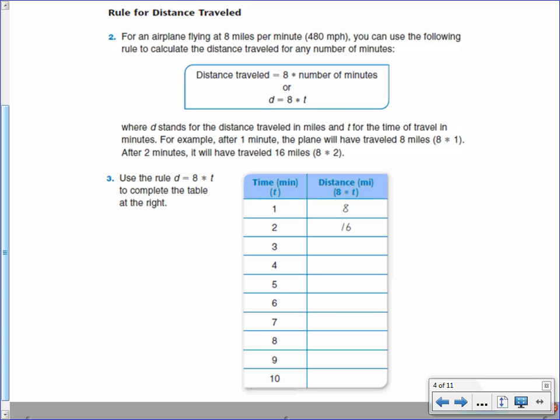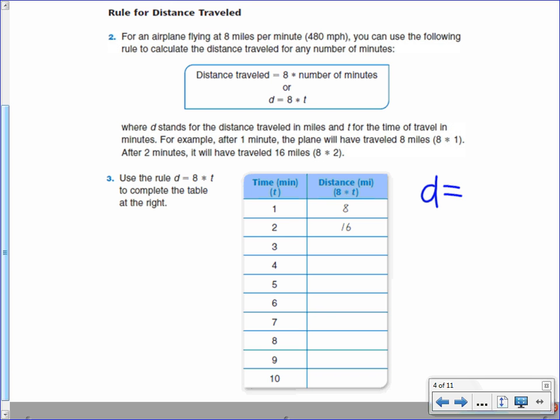So, we need to complete the table. Now remember what I said yesterday. When we have a rule, and we want to figure it out, we just plug in the numbers we know, and then we can figure it out. So for this first blank one, do we know the distance traveled? No, not yet. It's still our variable.